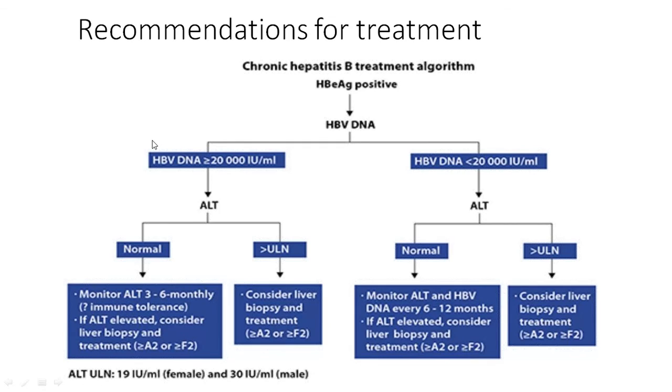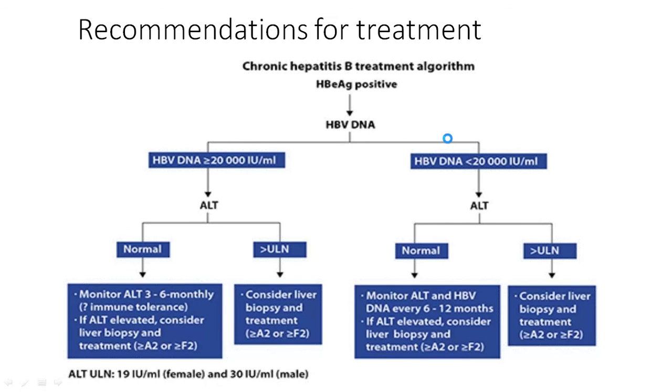For HBeAg positive, as I told you, you check HBV viral DNA levels. If they are more than 2000, go for ALT. If it is more than the upper limit, you consider liver biopsy and see which stage the patient is at. If it is normal, you monitor and consider liver biopsy and treatment. If HBV viral DNA levels are low and ALT is normal, monitor ALT and HBV every 6 months. If ALT is again elevated, consider liver biopsy. If ALT is more than the upper limit, you go for liver biopsy. The most important things are ALT and HBV DNA levels.